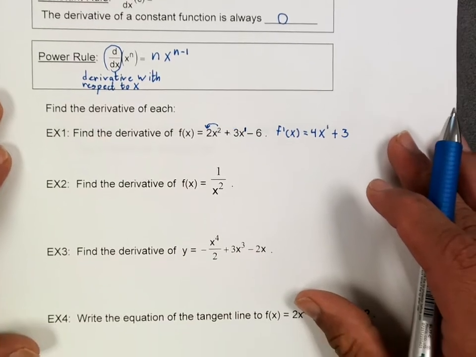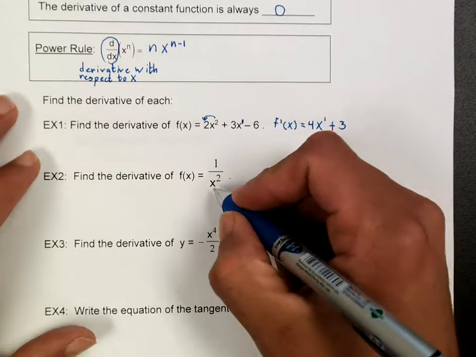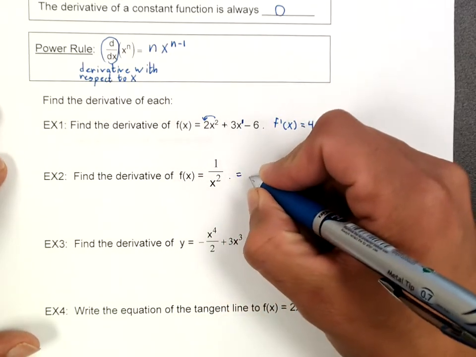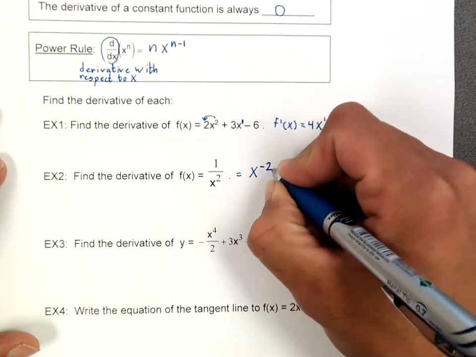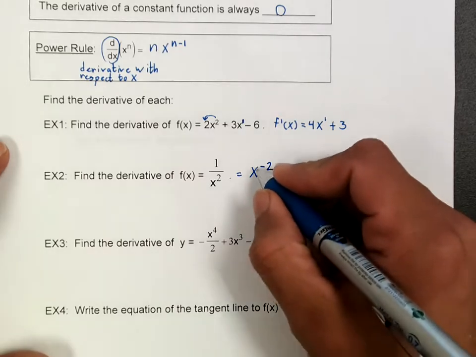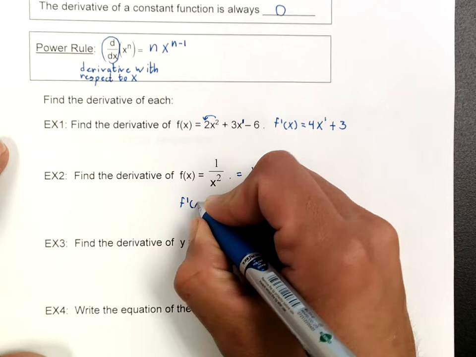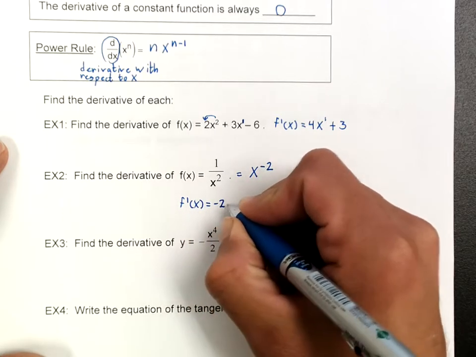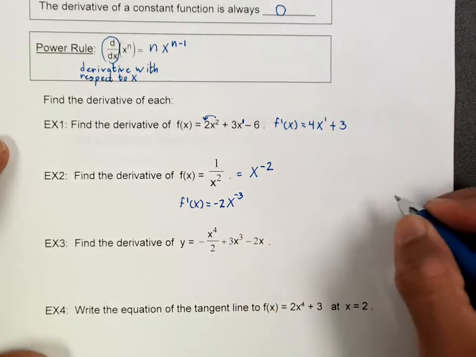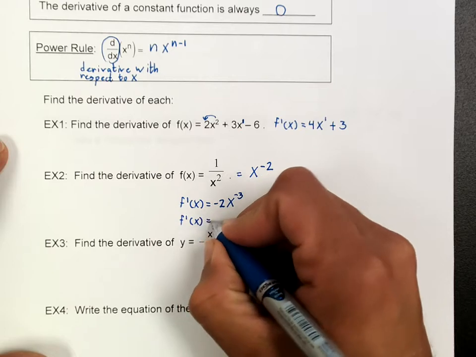On the next one, example 2, if we want to use the power rule, we can't have it as a fraction like this. So we have to convert this into a negative exponent like this, and then now we can do the power rule. So again, one more time, you grab this negative 2 and put it in front, so f prime of x is equal to negative 2 x, and then you subtract 1 from the power.